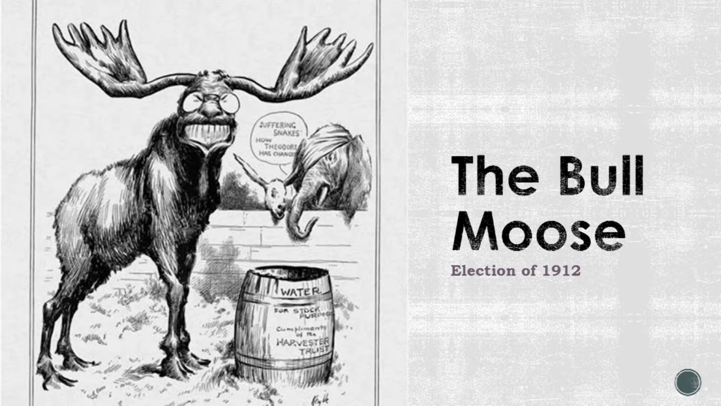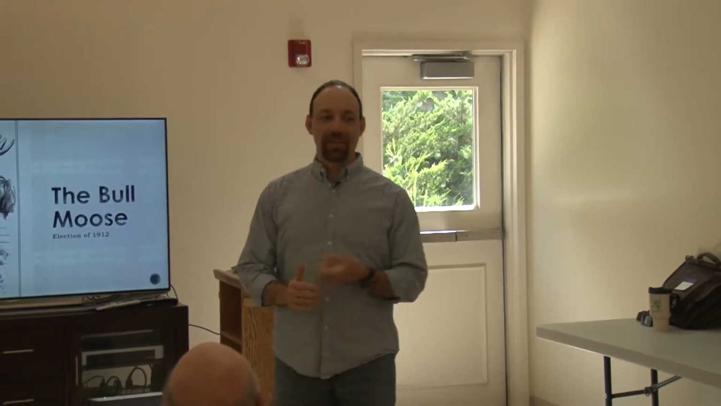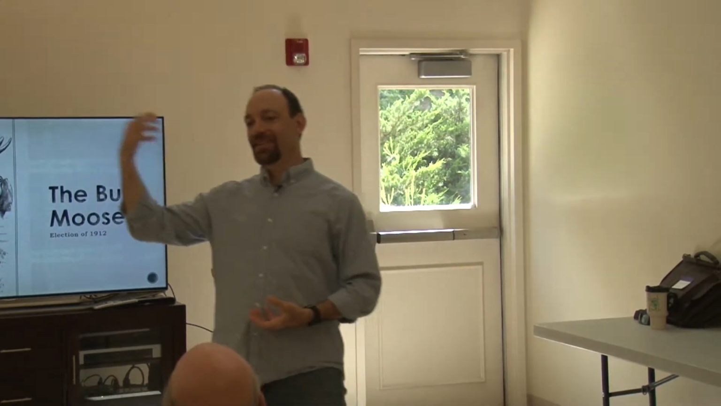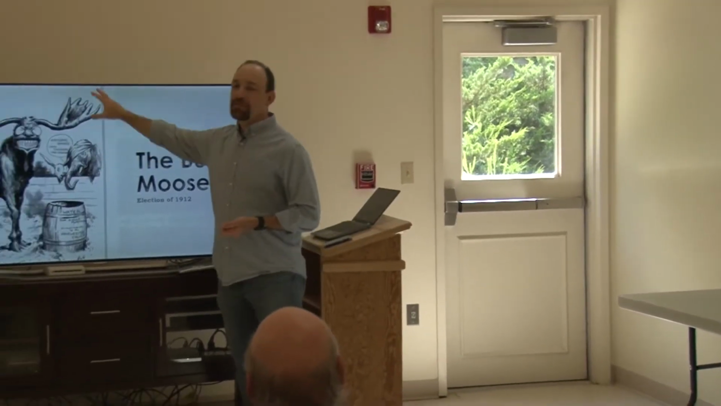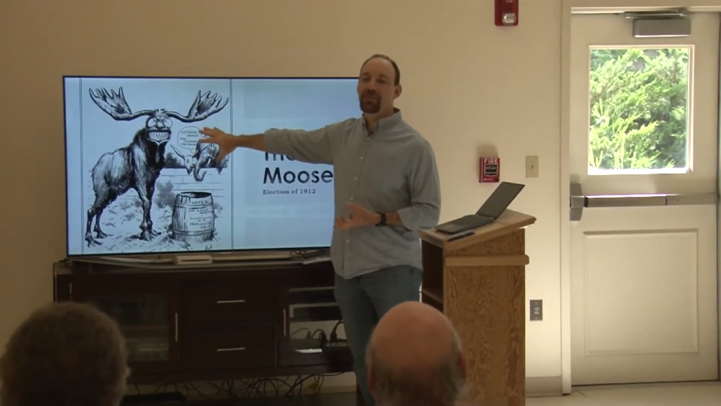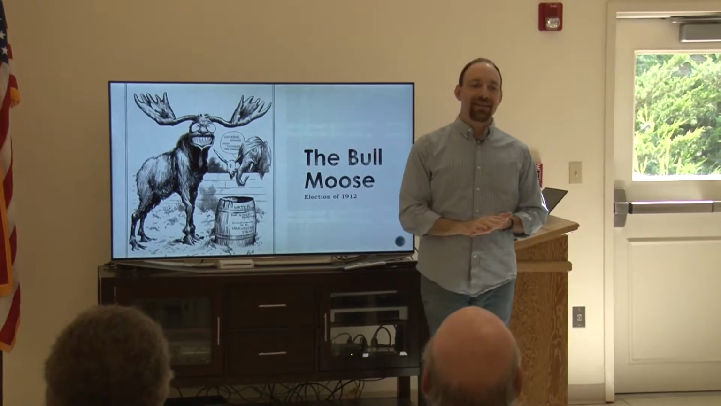And he ends up winning largely because of the split in the Republican Party between the Roosevelt faction and the Taft faction. Interestingly, Taft lands on his feet. He is eventually appointed Chief Justice of the United States Supreme Court by Woodrow Wilson. He's the only man to be both President and Chief Justice of the Supreme Court. Teddy Roosevelt, of course, doesn't run for public office again after 1912.